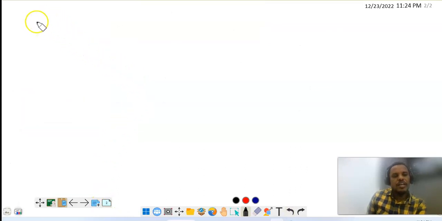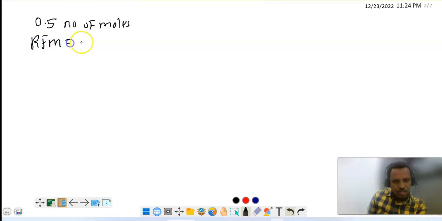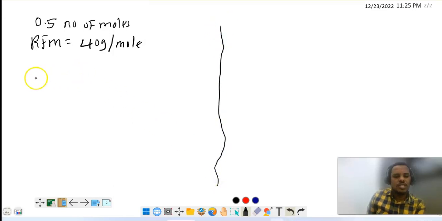Okay, we are having 0.5. This was the number of moles. We were having the RFM, if I'm not wrong, 40 gram per mole. That was the RFM. Then in first principle method, you should not stress yourself. You will say this is 40 gram per mole, meaning that 1 mole is equal to 40 gram. You say 1 mole is equal to 40 gram of sodium hydroxide.